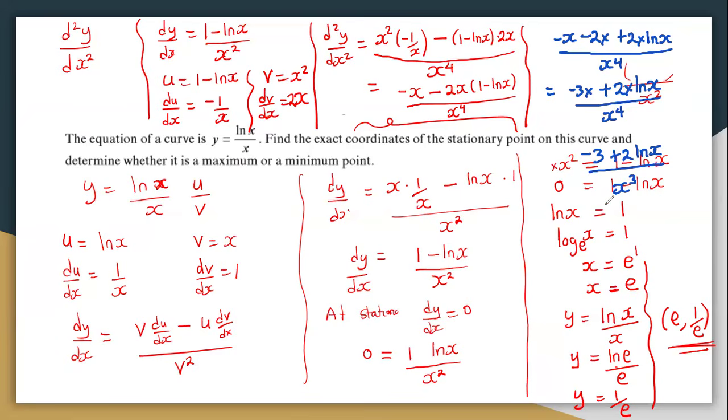Okay. Then we can pick our x coordinate and substitute it there. Negative 3, ln of e over e cubed. Then it can be negative 3 plus 2 over e cubed, which is negative 1 over e cubed.